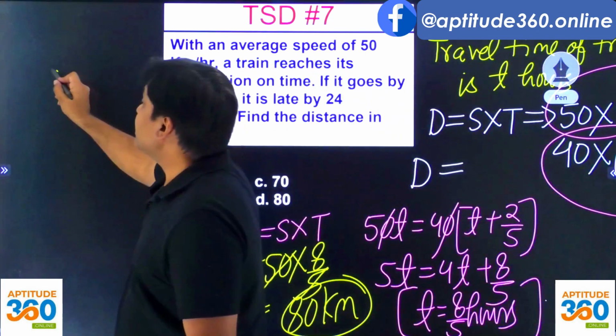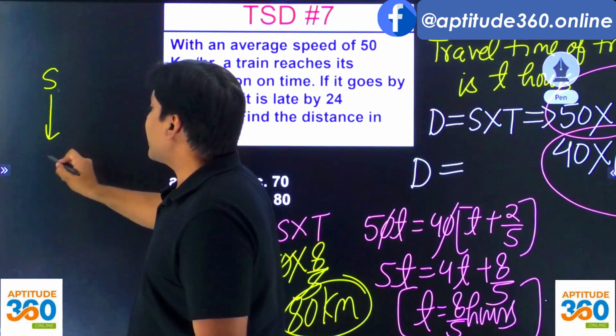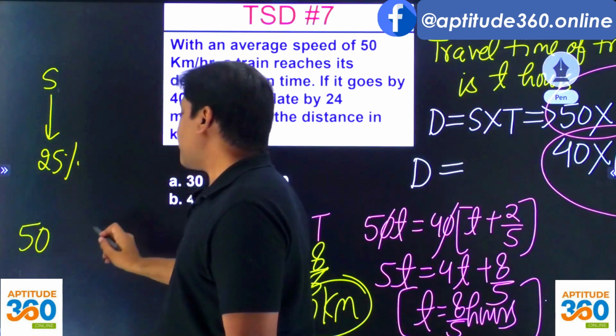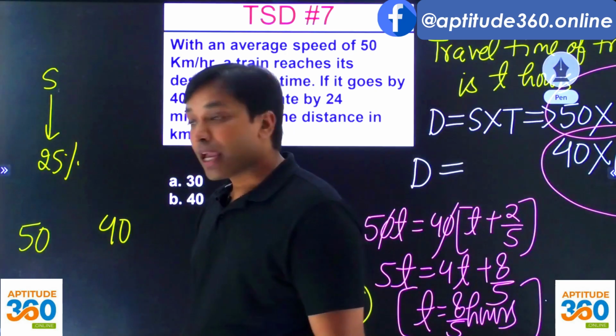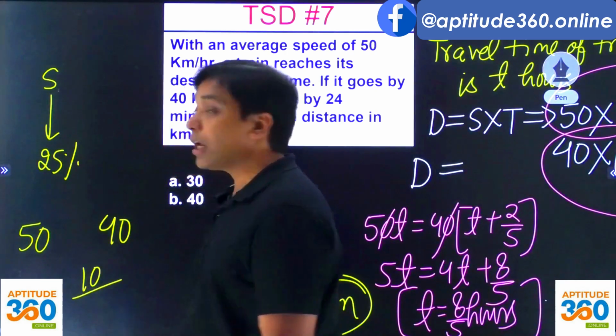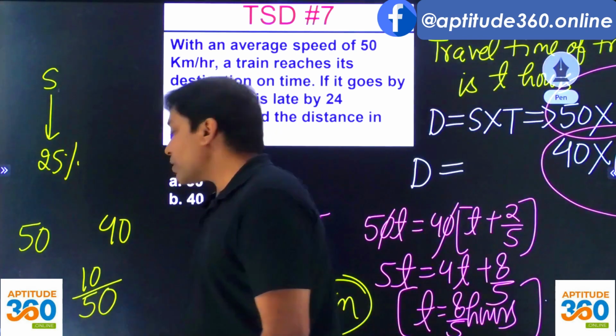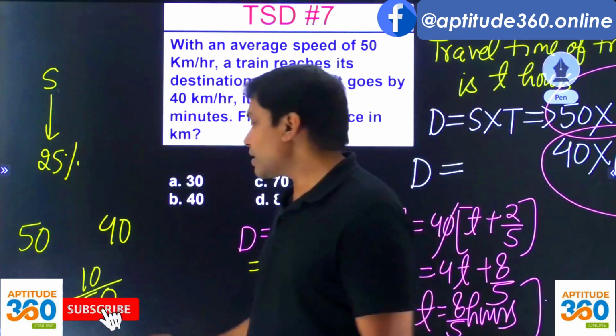If the speed goes down by 25%, and why is that I'm writing 25%? Because speed is 50 and then it is 40. कितना कम हो गया स्पीड? 10 किलोमीटर पर आवर से स्पीड कम हो गया. एंड इफ द स्पीड इज गोइंग डाउन बाय 10 किलोमीटर पर आवर, वी नीड टू फाइंड आउट बाय व्हाट परसेंट द स्पीड इज कमिंग डाउन.